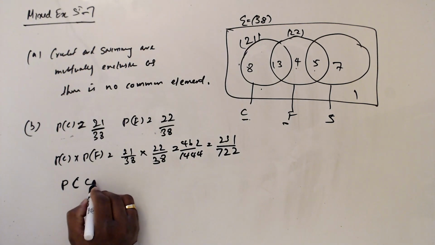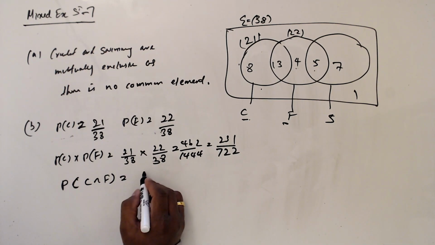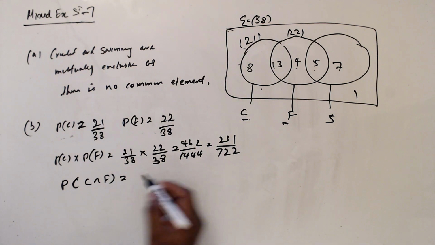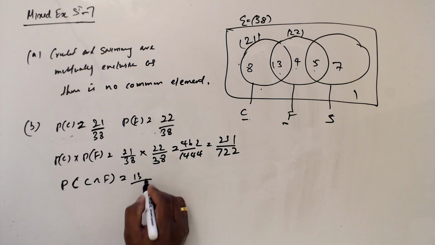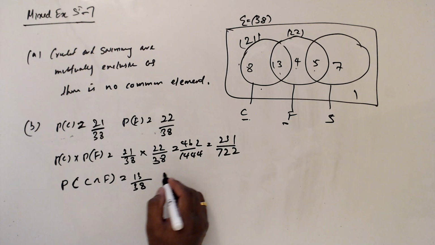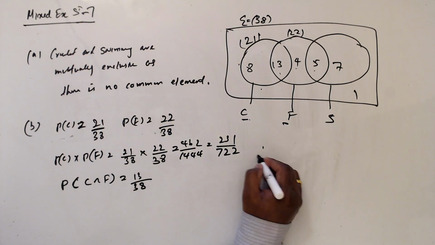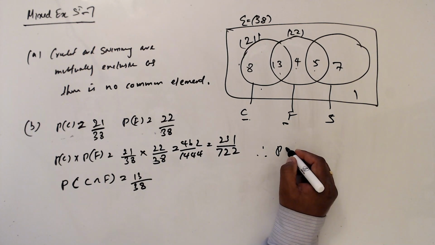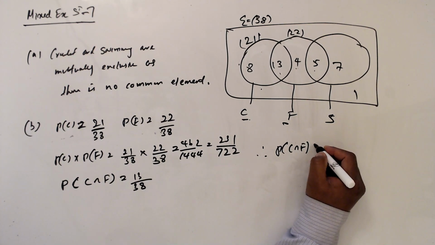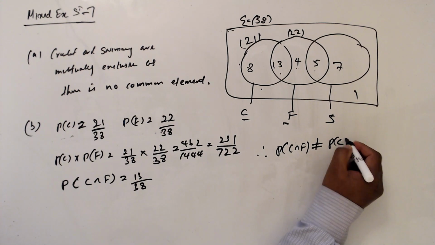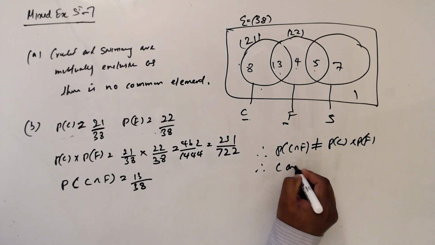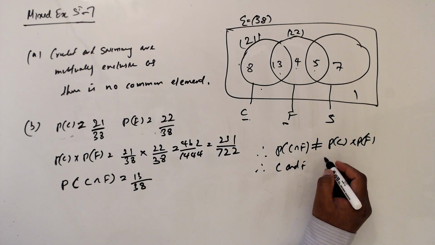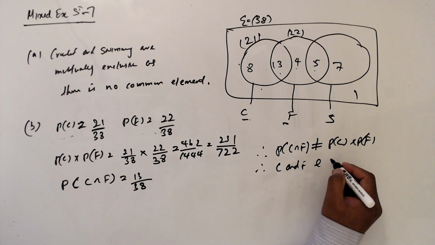And probability of C intersection F is 13 out of 38. Hence, P(C intersection F) is not equal to P(C) times P(F). Hence, C and F events are not independent.